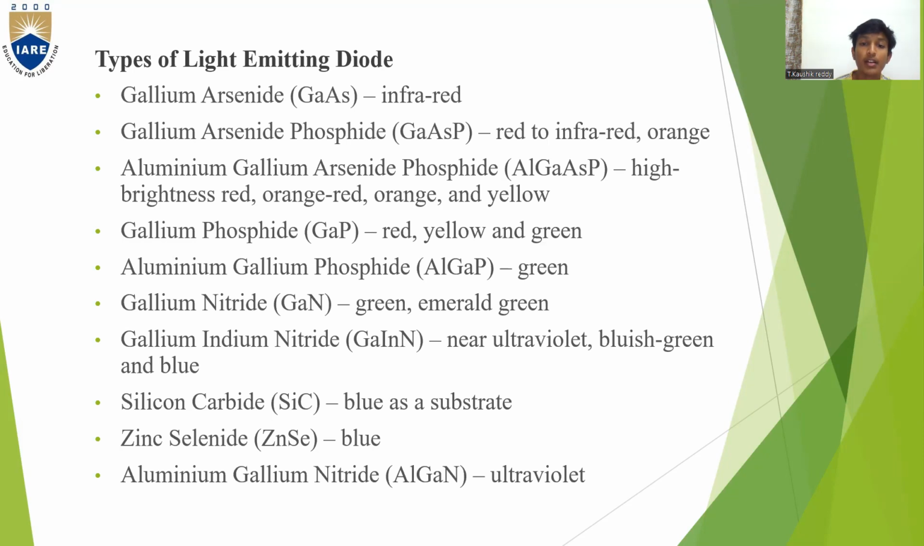Gallium indium nitride, near ultraviolet, bluish green, and blue. Silicon carbide, blue, as a substrate. Zinc selenide, blue. Aluminium gallium nitride, ultraviolet. So these are the different types of light emitting diodes or LEDs.